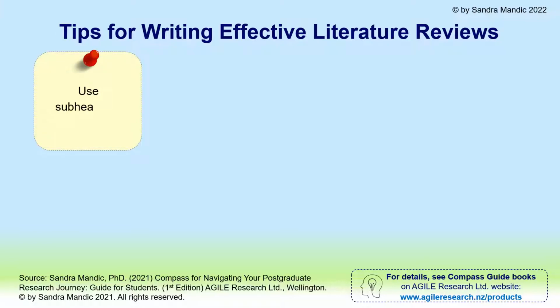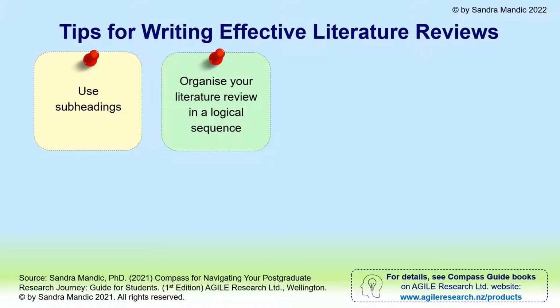Use subheadings. Subheadings provide a structure to your literature review and help a reader navigate through your work. Organize your literature review in a logical sequence. For example, it is a good idea to structure literature review to flow from generic or big picture topics to more specific topics. Write clearly. This is essential. Your writing needs to be understood by others. If you're receiving feedback from others that the meaning of certain sections or sentences are not clear, revise them even if they seem clear to you.